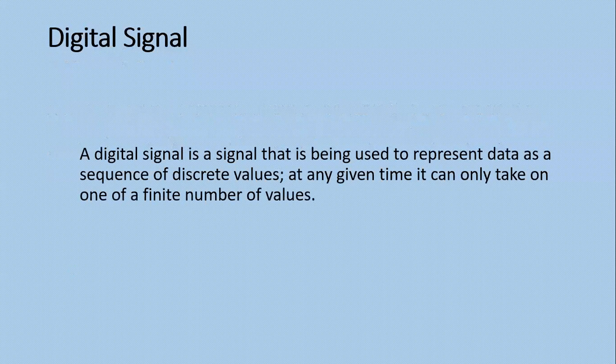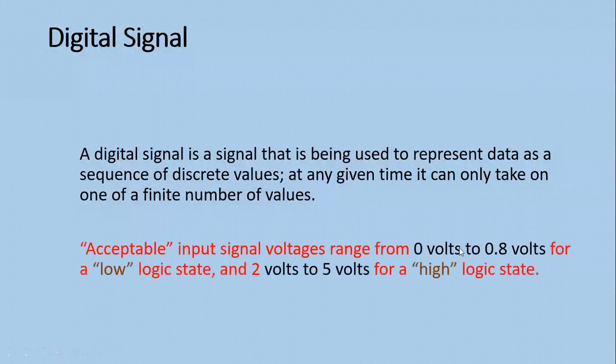A digital signal is a signal being used to represent data as a sequence of discrete values. Now this discrete values is very important. Why? Because whenever we say discrete values in computing, it basically refers to the binary digits, which are the zeros and ones. These are called the discrete values. When we say on and off, it doesn't mean that off is completely off. On and off are actually the low and high voltages of current.